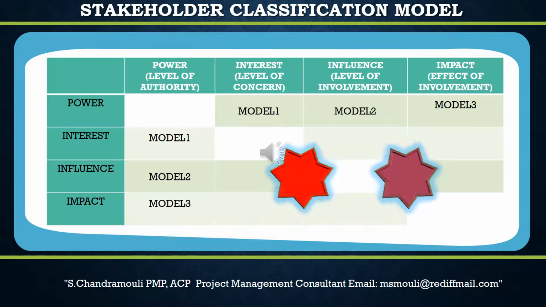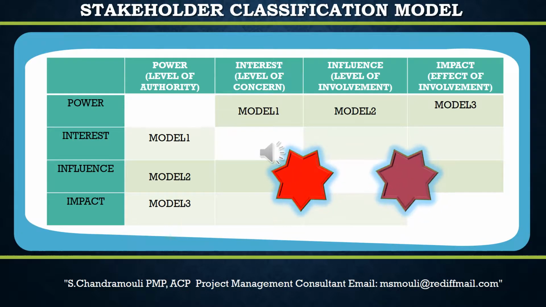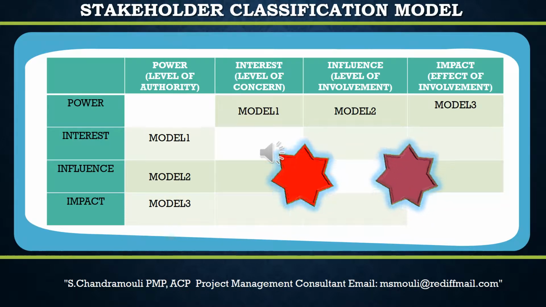Power is the level of authority of the stakeholder. Interest is the level of concern of the stakeholder. Influence is the level of involvement of the stakeholder. Impact is the effect of involvement of the stakeholder.